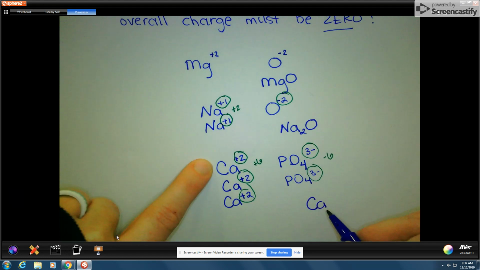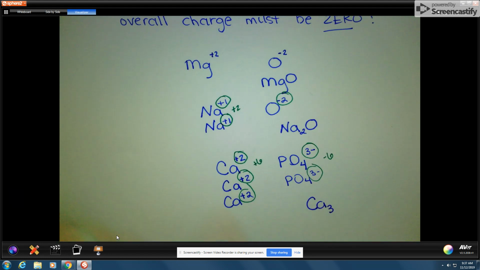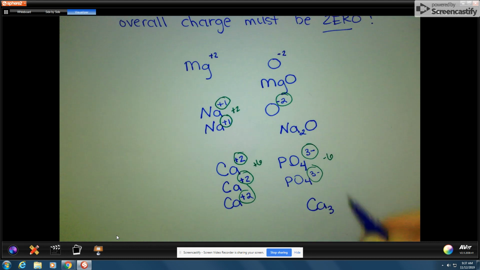It took 1, 2, 3 Ca, so I'm going to put a little 3 on bottom. And it took 2 PO4s. Now, when you write 2 PO4s, you cannot write it like this. Because if you write it like this, it looks like I have 42 oxygens. You have to take your PO4 and put it in parentheses. PO4 is a team. You never break it up. There's always 4 oxygens with 1 phosphorus. So you just put parentheses around the whole thing and then put however many you need on the outside.